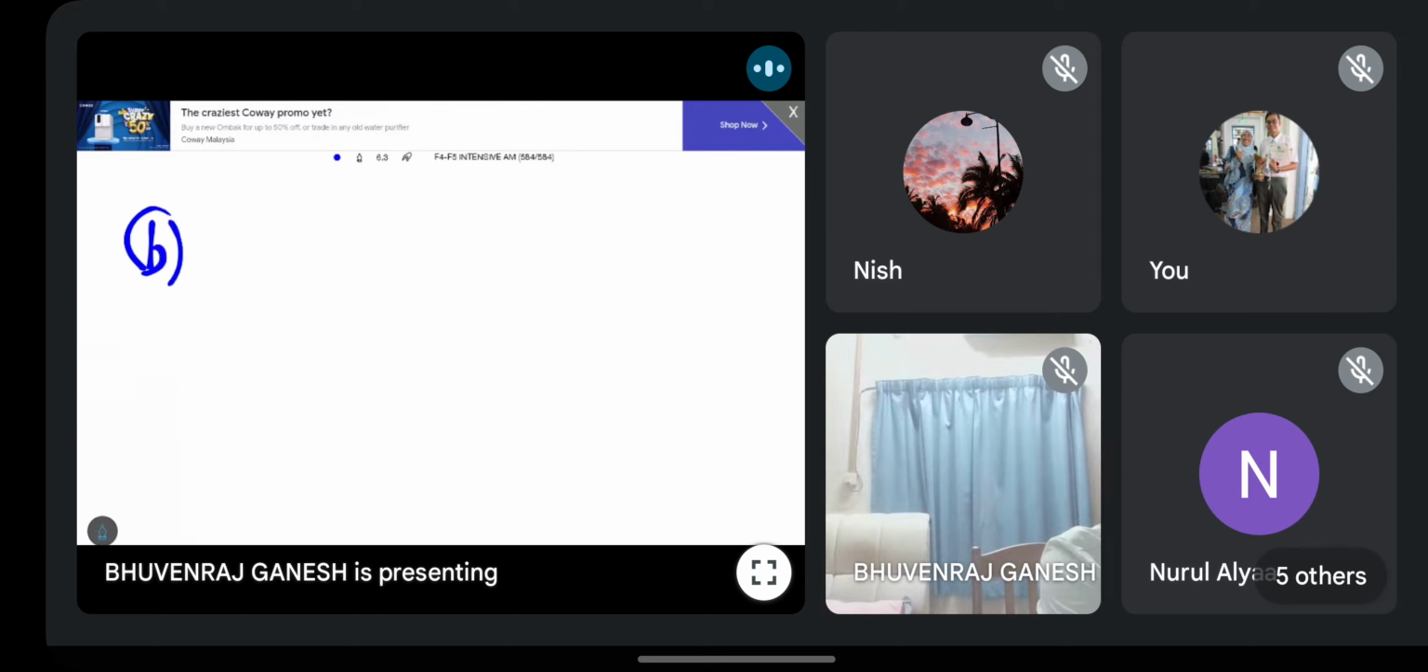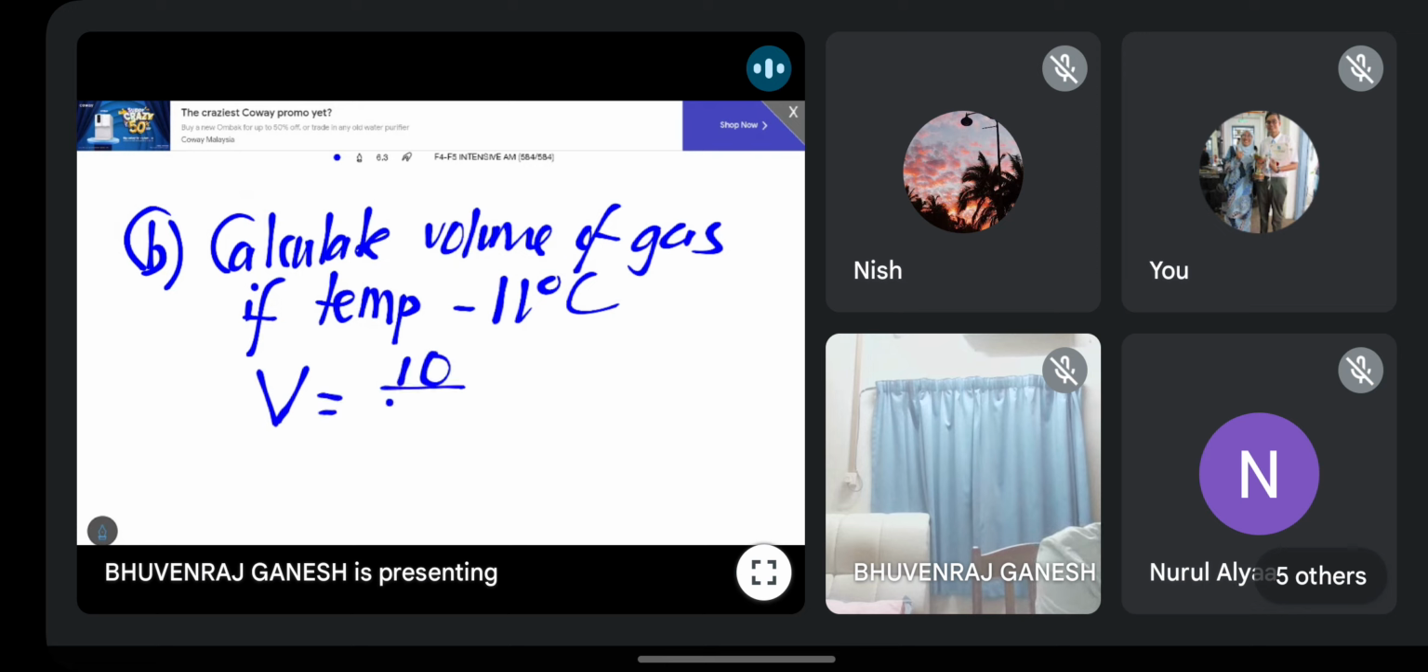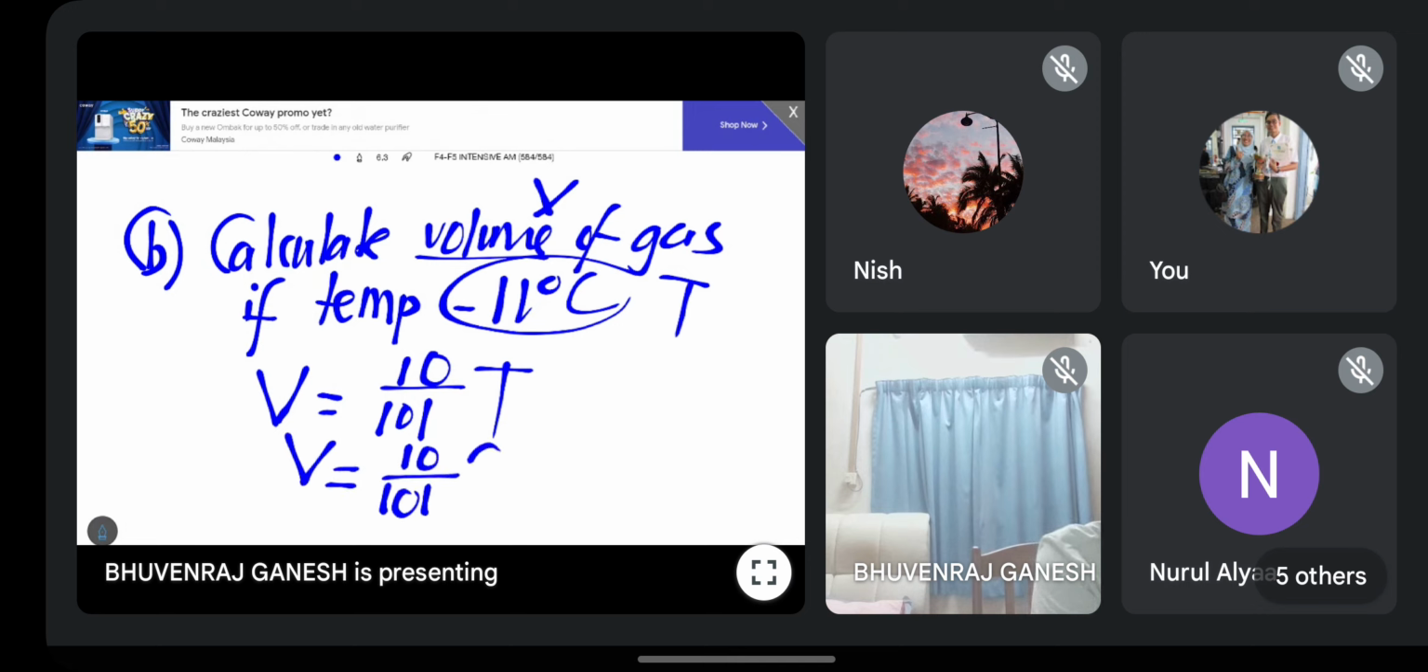Okay, so then part B, they ask you to find the volume of the gas. If the temperature now becomes negative 11. Okay, so that is how. It's the same, you use the previous answer. So guys, the question asks to find V. T is already given. So, 10 over 101. Okay guys, what is my T here? Is it negative 11? Can I put negative 11? Cannot, right? Okay, so you must convert to Kelvin.